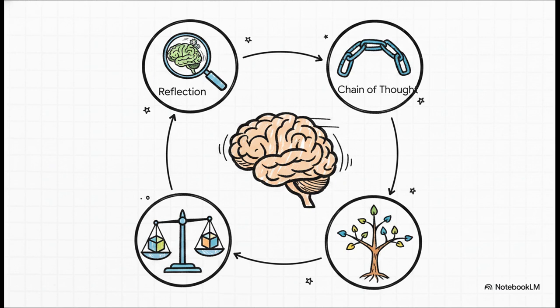Next is self-consistency, where it generates different versions of the solution and compares them. And finally, reflection, where it reviews its own chosen approach for potential bottlenecks. You are literally forcing the pattern-matching engine to verify its own logic before it ever touches your real project data.